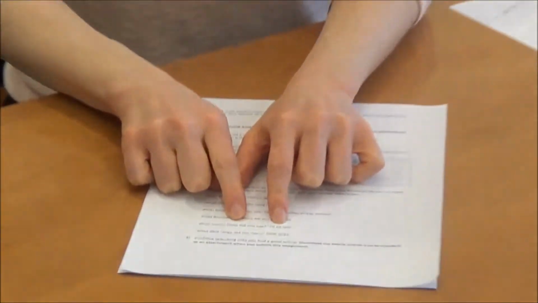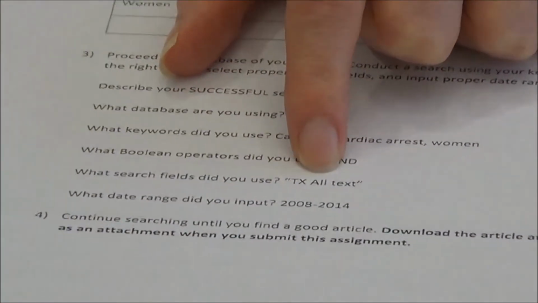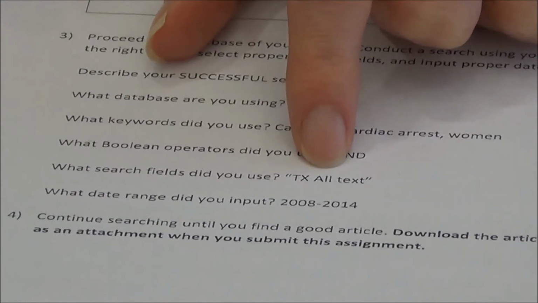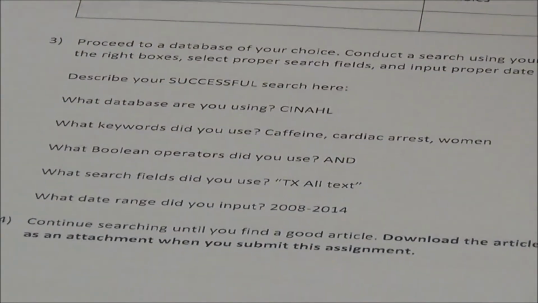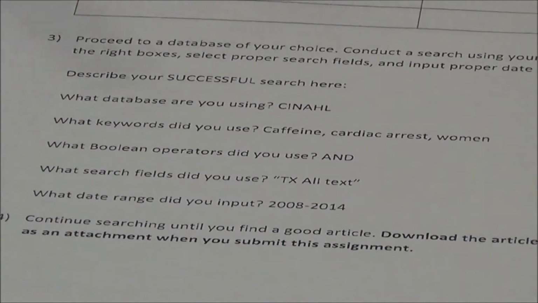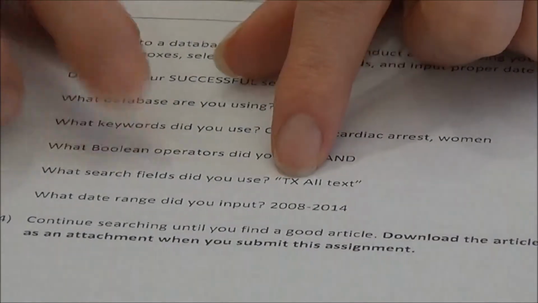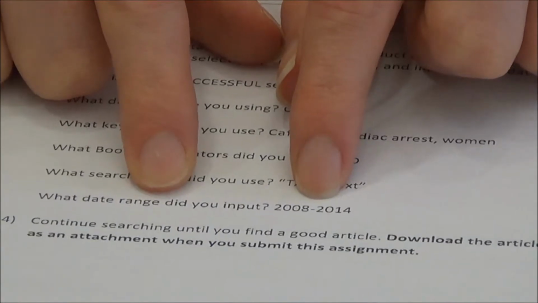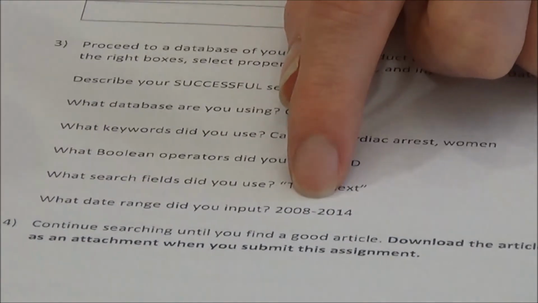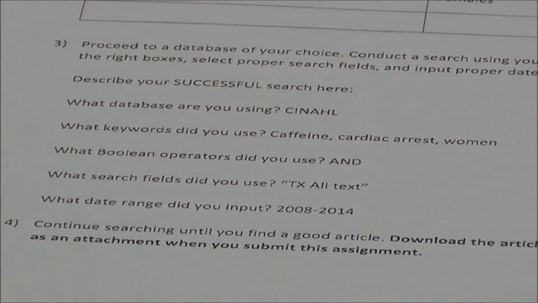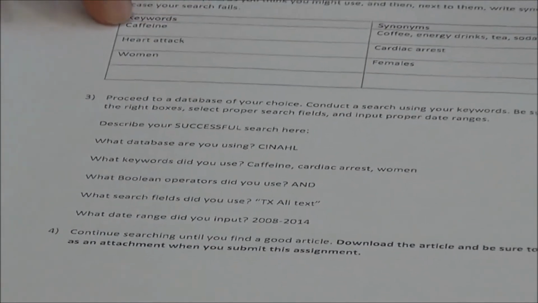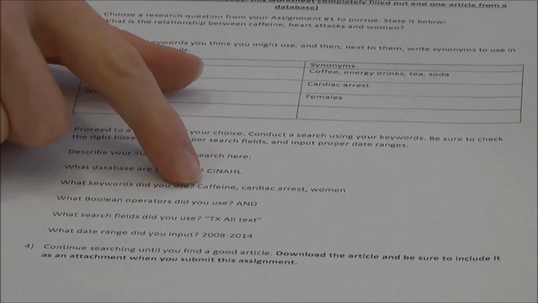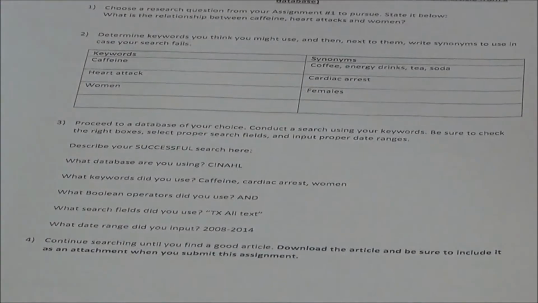And I used the search field all text because, as it happened, that was just what worked best. I did try other search fields. Research is also a process of trial and error. And of course I wanted something relatively recent, so my date range was 2008 to 2014. Okay? So notice how everything here is neatly and carefully typed in response to the questions.